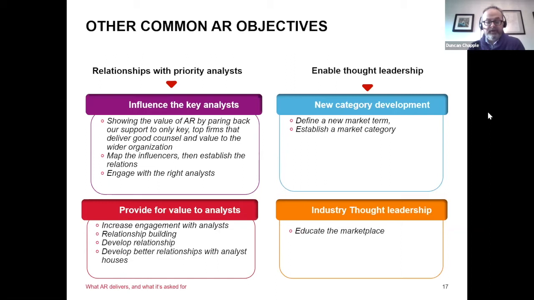So new category development, very important for many of the smaller, high growth venture capital funded clients that we have. They really understand that categories get co-created and that analysts are partners in that. And thought leadership more broadly in terms of education of the marketplace was a common goal for a minority of the participants in the survey. But really over these slides, I've kind of listed them in frequency.